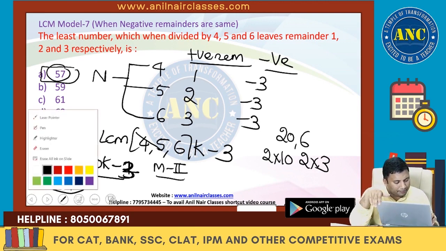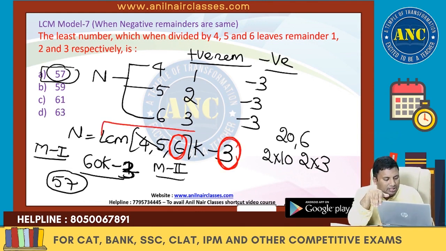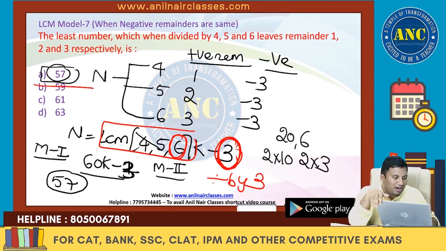Now see here. If this is given, what I was trying to say in the previous question is 6 is divisible by 3. This is also divisible by 3. This is divisible by 3. This is divisible by 3. Answer should be divisible by 3. 49 is out, 61 is out. Are you with me?